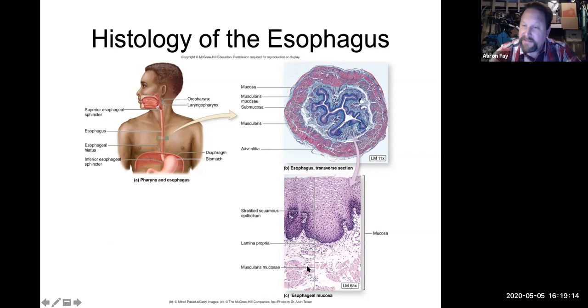Then we'll have the muscularis mucosae, a thin layer of smooth muscle. Remember, this is not the muscularis, which is way out here. This picture down here is all inside this little black box here. So this purplish stuff here is the muscularis mucosae. That is the muscularis. Remember, try to keep those clear.